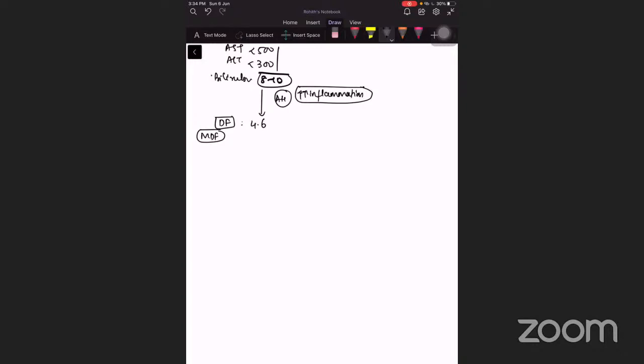To look at the discriminant factor, we are going to mainly look at the INR or the prothrombin time. So we take 4.6 times the PT of the patient minus the PT of the control, the prothrombin time, and add it to the total bilirubin. This is what is called the Maddrey discriminant factor. If it is more than 32, we say the patient is going to respond to steroids. We have to give steroids.